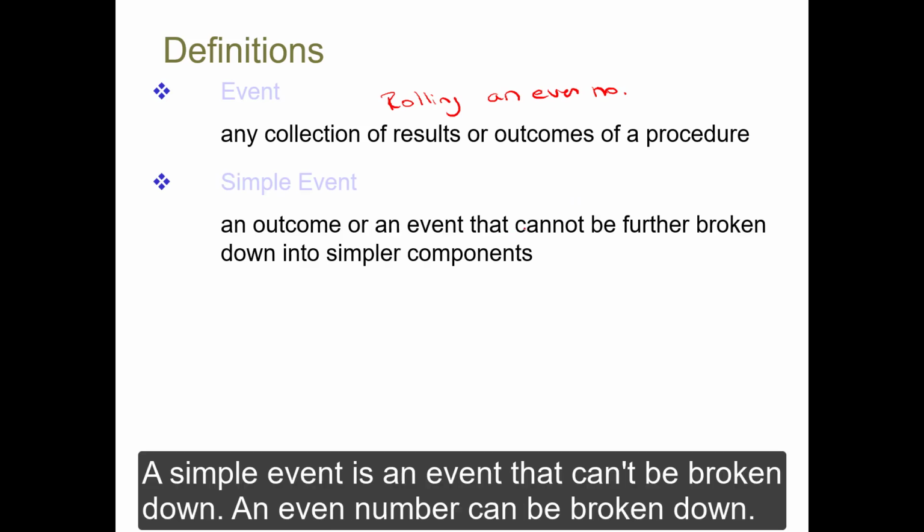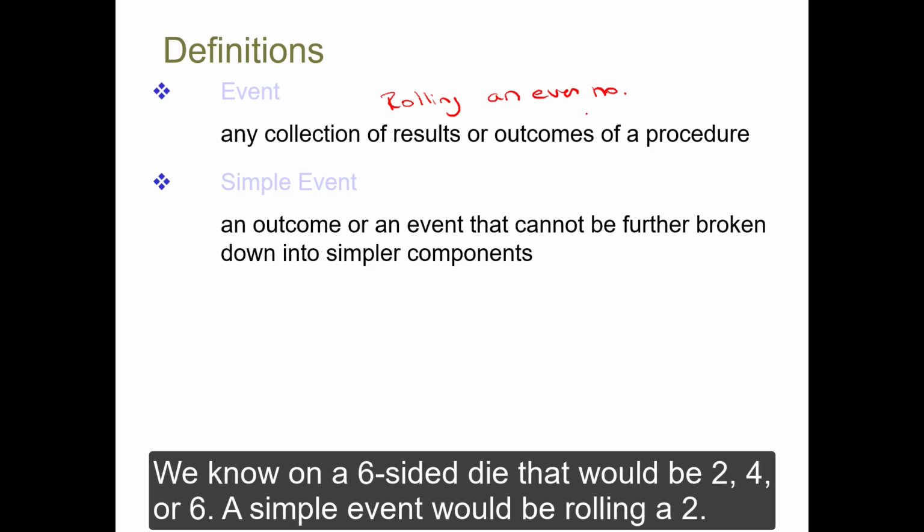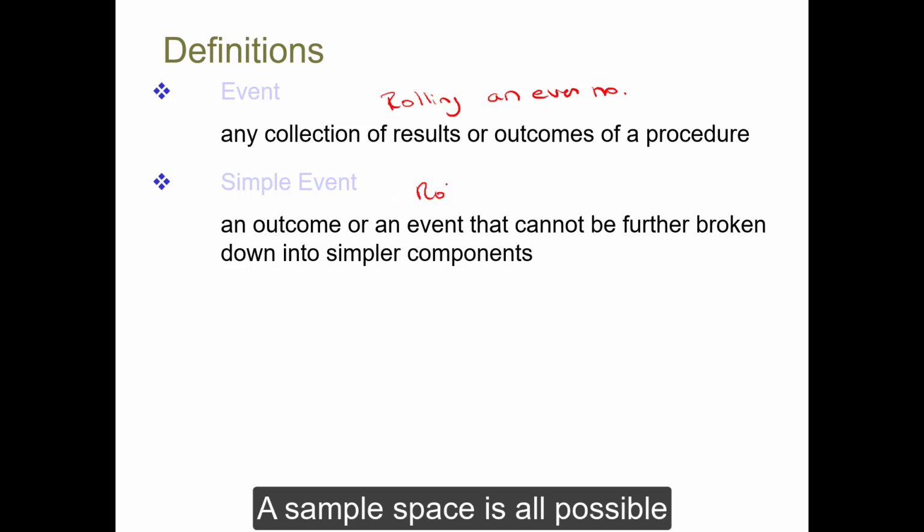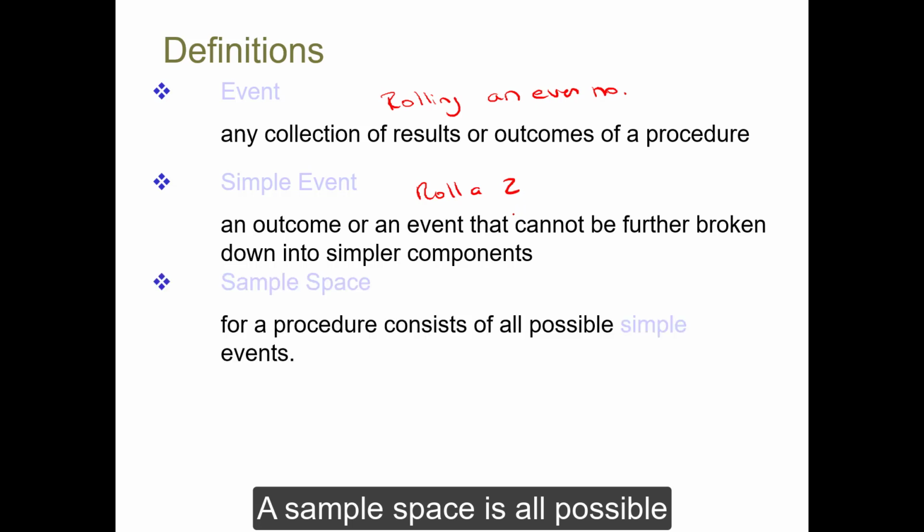A simple event is an event that can't be broken down, right? So an even number can be broken down. We know on a six-sided die that would be 2, 4, 6, right? So a simple event is just rolling a 2. Right, that would be a simple event. Sample space is all possible simple events.